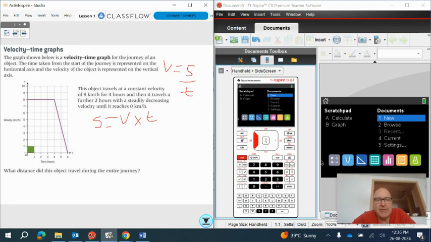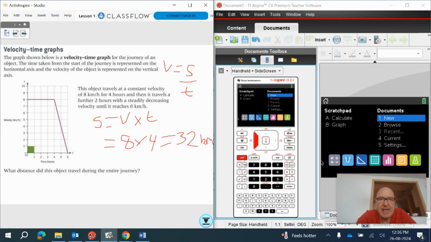So we have to break the graph down into different segments. Look for different polynomial shapes to help you with this. We've got this first section where it's traveling at a constant velocity of 8 kilometers per hour for the first 4 hours. So that's fairly easy. The velocity is going to be 8 and the time is going to be 4. That's going to give us 32. The units are kilometers.